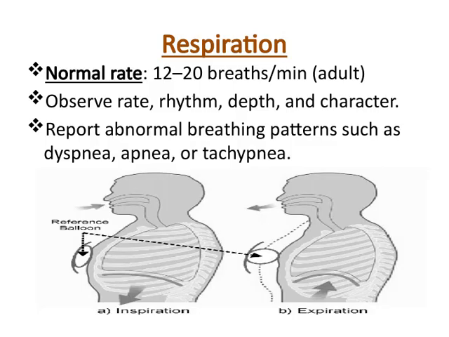Let's talk about respiration. The normal breathing rate for an adult is typically between 12 and 20 breaths per minute. It's important to observe not just the number of breaths, but also the rhythm, depth, and character of each breath. These details can tell us a lot about a patient's respiratory status.